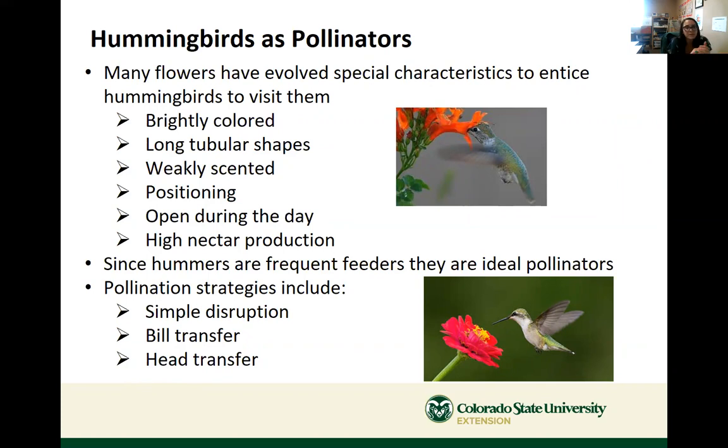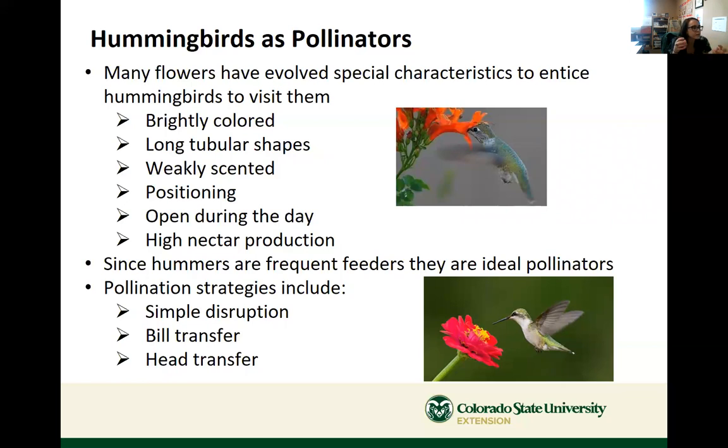and they're going to visit flowers that produce a lot of nectar. It takes a ton of energy to flap those wings as fast as they do, so they need a lot of nectar to keep their energy up. And they're frequent feeders, which makes them great pollinators. They're always visiting flowers. So their pollination strategies are simple disruptions.